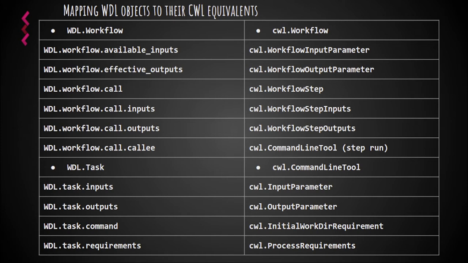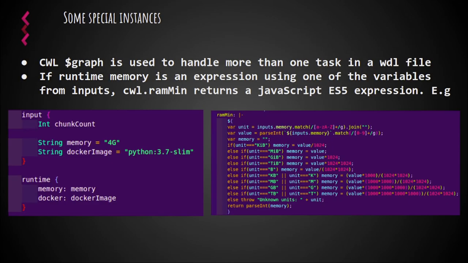These are some of the WDL objects and their CWL equivalents. This tool does a good job of handling the inputs and output dependencies of the various sections and parts of the WDL workflow. We can't talk about all the various ways these objects are mapped, but let's just look into a few instances. CWL graph is used to handle more than one task in a WDL file. If runtime memory is an expression that uses one of the variables from inputs, like in this example here, then a JavaScript ES5 expression is returned for CWL RAM min. This expression calculates the runtime memory in maybe bytes during execution.